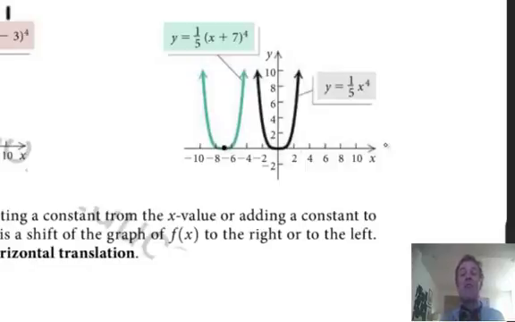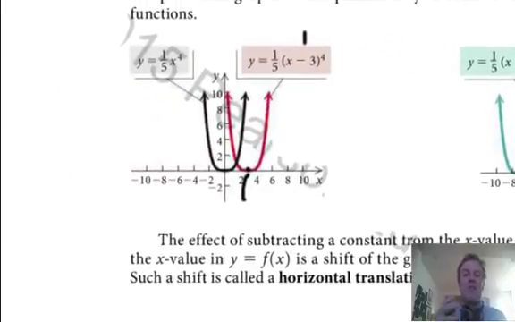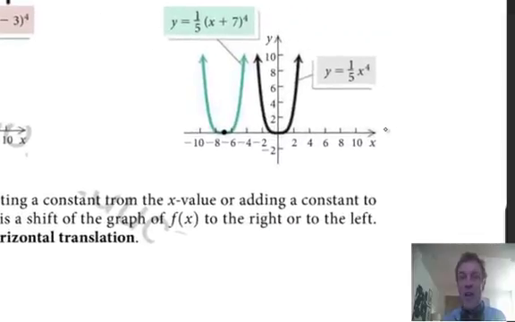Now then, 1/5 (x plus 7) to the 4th is now moved 7 to the left. So again, left and right movement. You've got to figure out: 1/5 (x minus 3) to the power 4th, I moved it 3 to the right. 1/5 (x plus 7) to the power 4th, I moved it 7 to the left. So that is the horizontal translation.